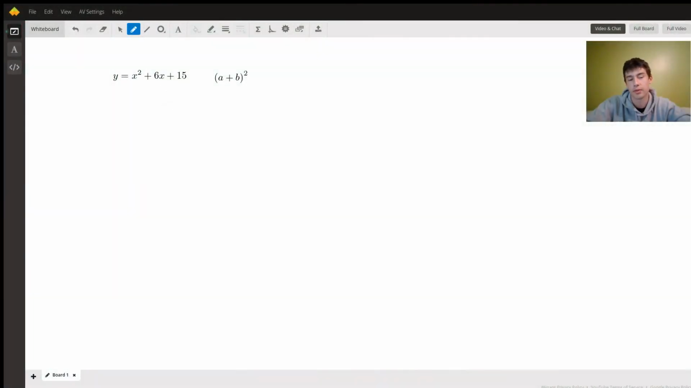squared plus 6x plus 15. And then we want to rewrite it so that it includes a term such as this. This is a squared binomial here. So a plus b, 2 terms, binomial, and then it's squared. And so the first step here is to get this constant away from your squared term.